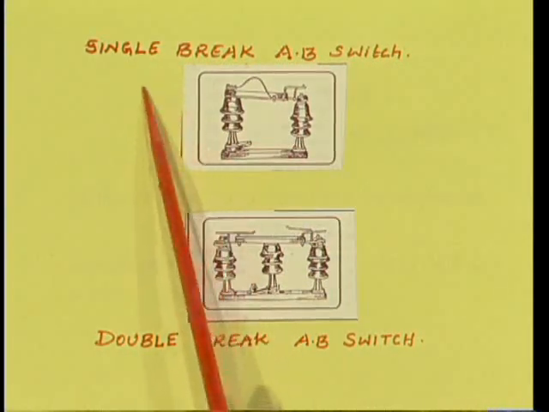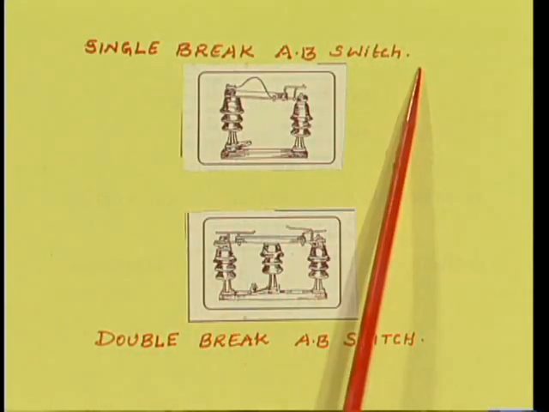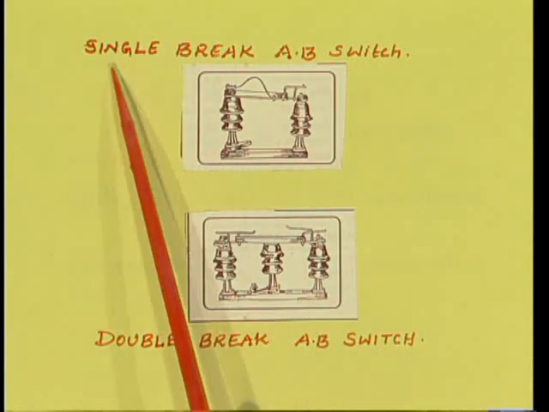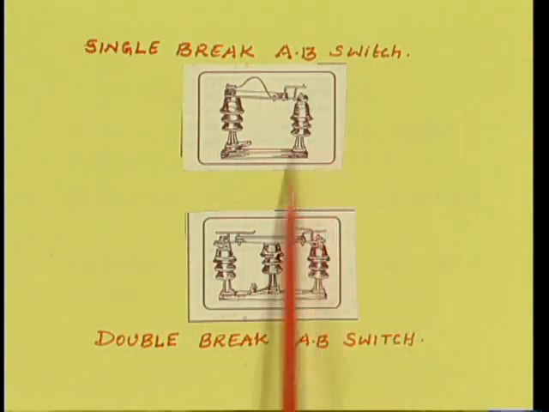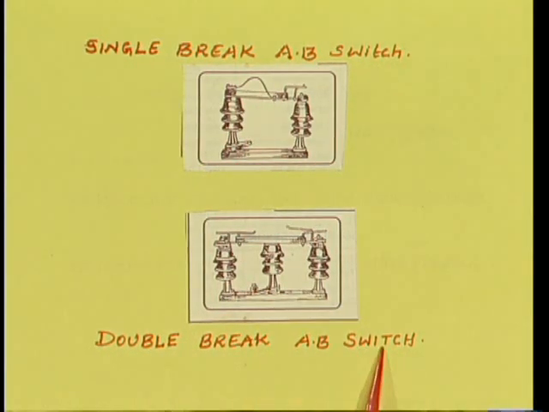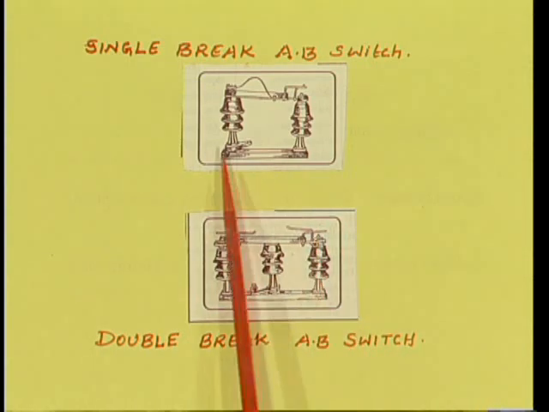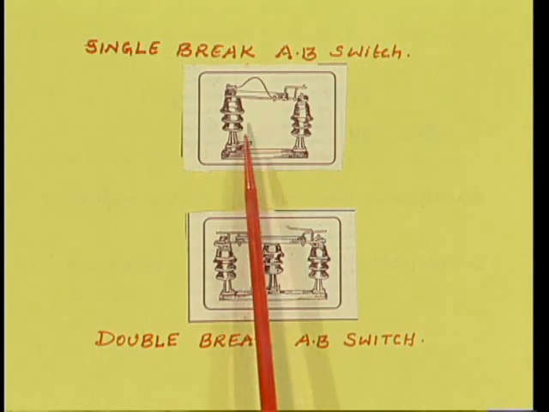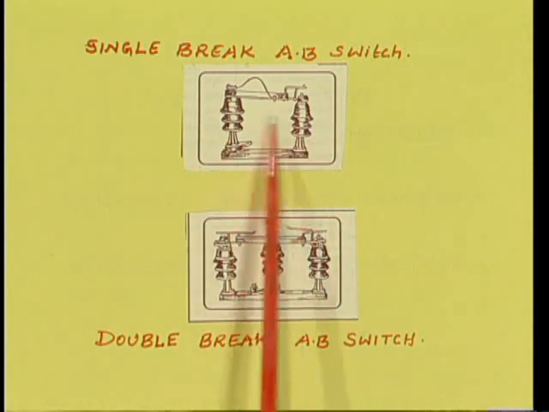So I have given some figures for air brake switches. Single brake air brake switches. In air brake switches, there are two types: single brake air brake switch and double brake air brake switch. In the single brake air brake switch, you can see here there are two post type insulators.